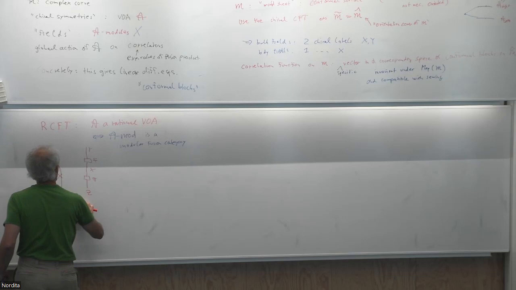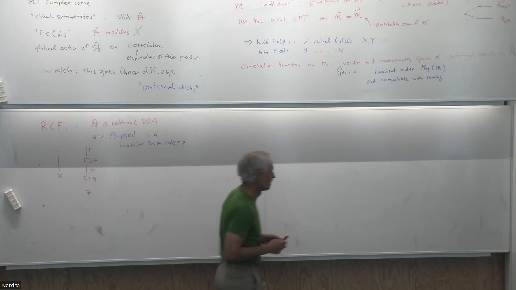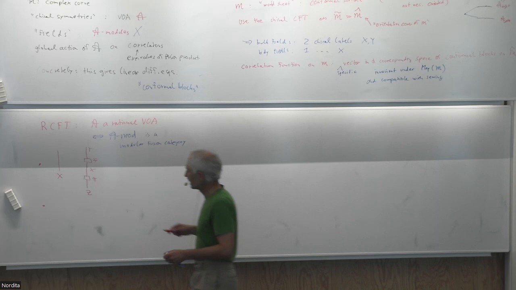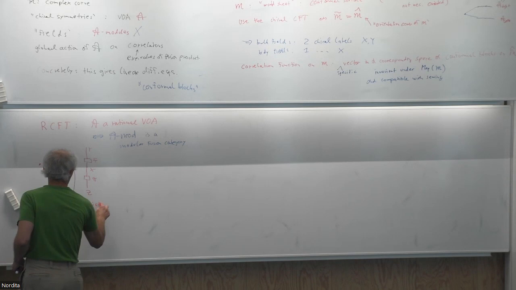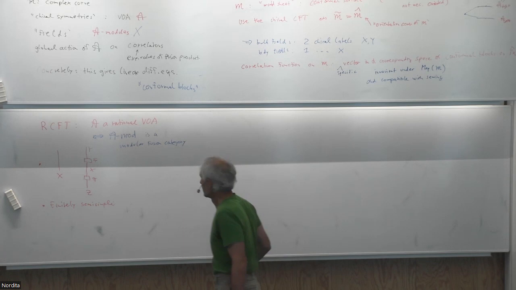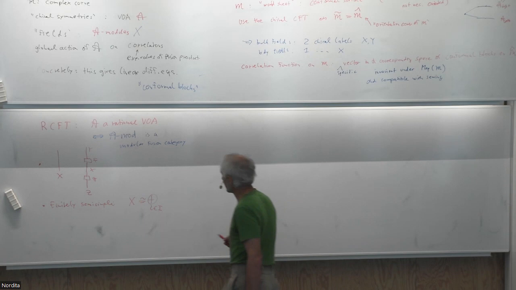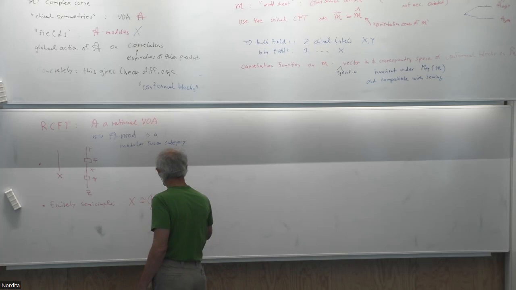Then, let me see what the next point was. Yes, it's finitely semi-simple. So up to isomorphism, any object X can be written as a finite direct sum over some index set I of X_i, up to multiplicity.